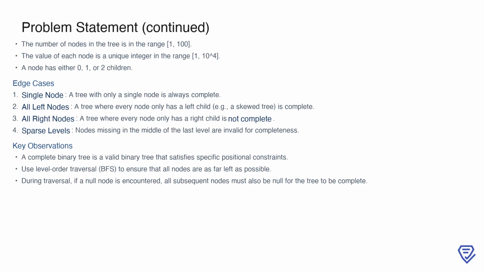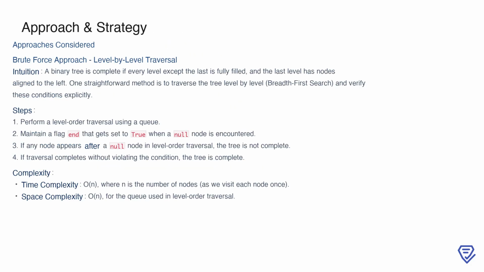A key observation is that completeness is tied to the positioning of nodes, and level order traversal, or breadth-first search, is an effective way to ensure that all nodes in the last level are as far left as possible. During traversal, encountering a null node means that all subsequent nodes must also be null for the tree to remain complete.